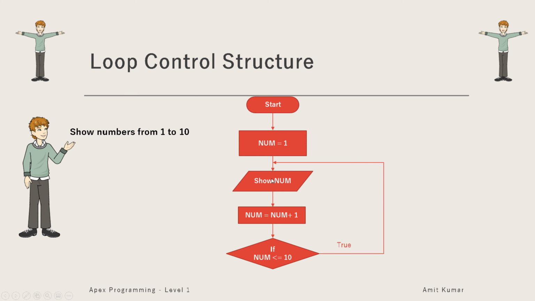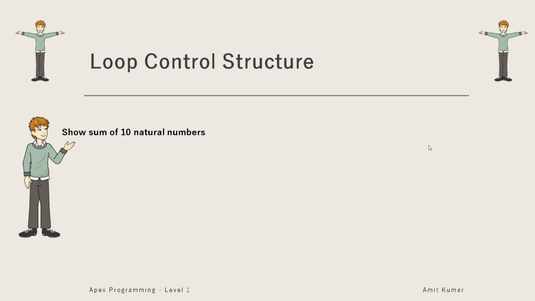So when we will display 10, add 1 to 10, the new value of num will become 11 and this condition will become false as 11 is neither less than nor equals to 10. And as the condition will become false, we will stop. So this is a simple flowchart to show how we can perform a repetitive set of statements according to a given condition. Now let's see how to show sum of 10 natural numbers.